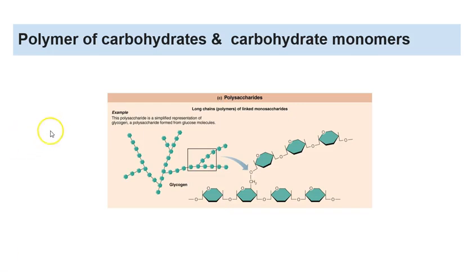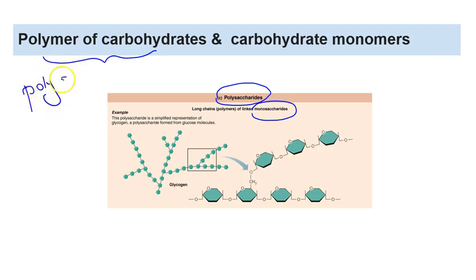Okay, and then these two terms are also important, the polymer of carbohydrates and the monomer of carbohydrates. The polymer of carbohydrates is polysaccharide and the monomer of carbohydrates is monosaccharide. So we have polysaccharide for the polymer of carbohydrates, and carbohydrate monomers would be monosaccharide.